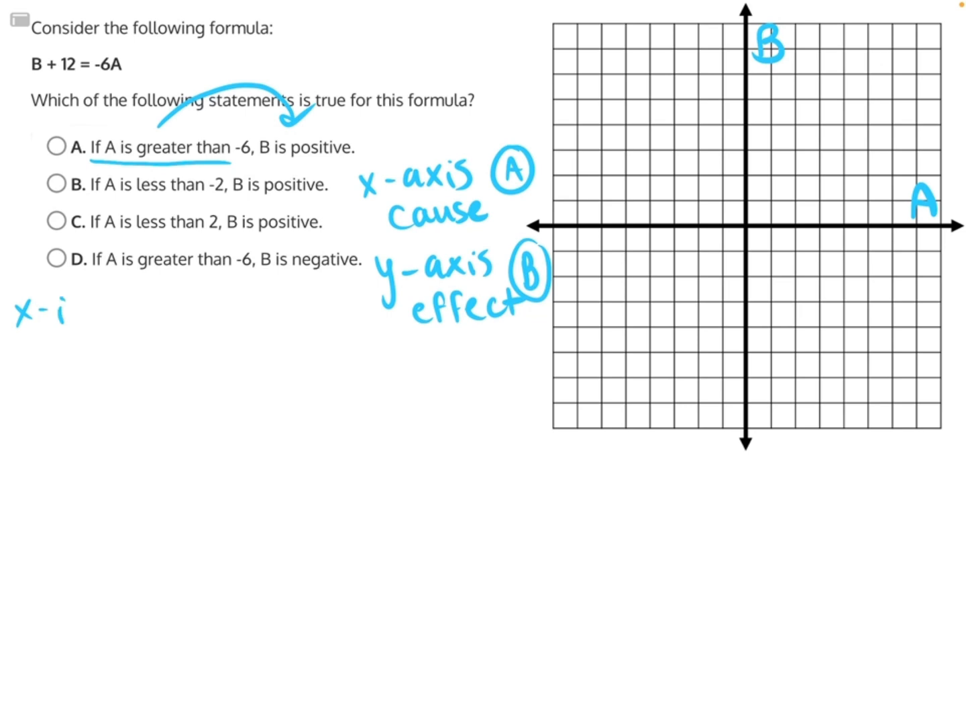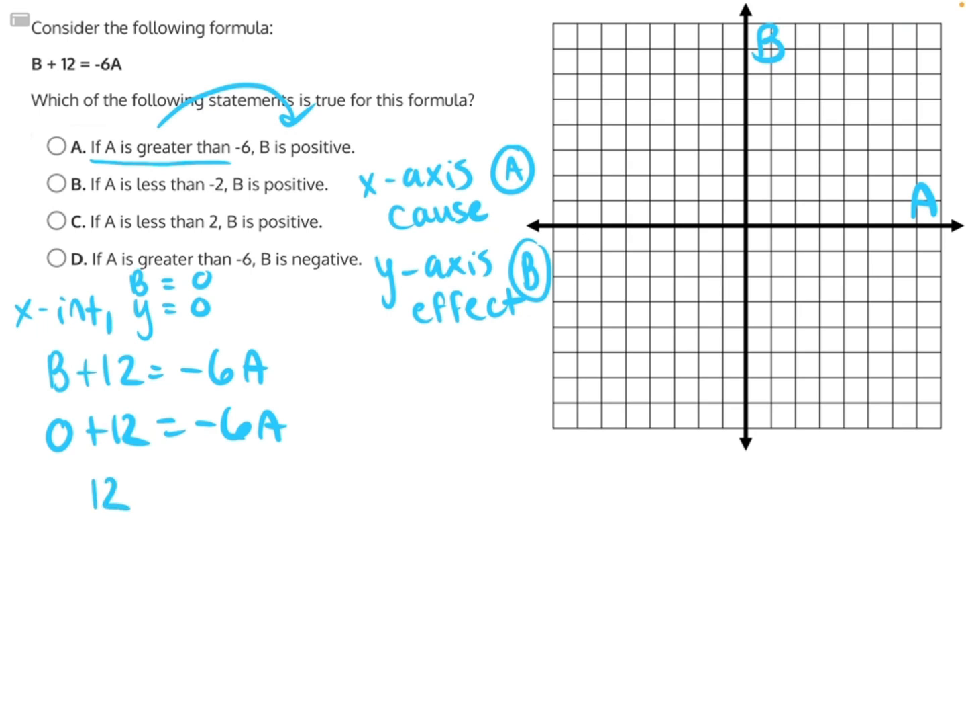Let's start by finding our x-intercept, where y equals 0, or where b equals 0. b plus 12 equals negative 6a. We're going to plug in 0 for b. So we'll have 0 plus 12 equals negative 6a. 0 plus 12 is just 12 equals negative 6a. Negative 6 is being multiplied to a, so the opposite operation would be dividing both sides by negative 6. And 12 divided by negative 6 will give us negative 2. So our first intercept is going to be negative 2, comma, 0.